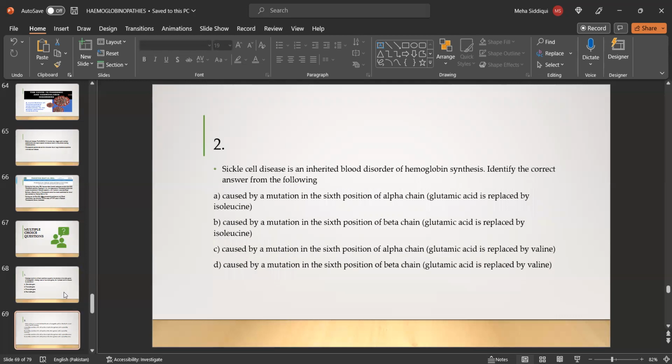MCQ number 2. Sickle cell disease is an inherited blood disorder of hemoglobin synthesis. Identify the correct answer from the following. A, caused by mutation at the sixth position of the alpha chain, glutamic acid replaced by isoleucine. B, caused by mutation at the sixth position of the beta chain, glutamic acid replaced by isoleucine. C, caused by mutation at the sixth position of the alpha chain, glutamic acid replaced by valine. Or D, caused by mutation at the sixth position of the beta chain, that is glutamic acid replaced by valine. Yes, D is the right option.